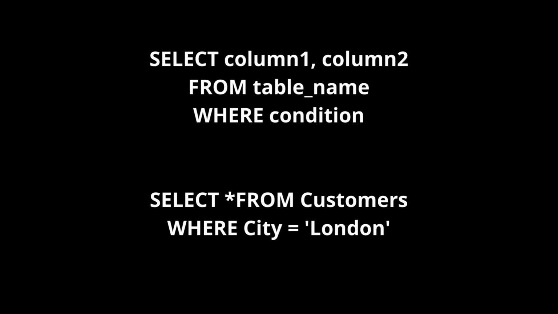The where clause in SQL is used to filter the records from a table based on specified criteria. It allows you to retrieve only those records that meet a specific condition or set of conditions. In the first example, column1, column2 are the columns you want to retrieve from the table specified in table_name, and condition is the criteria used to filter the records. The condition can consist of one or more expressions that evaluate to true, false, or unknown.